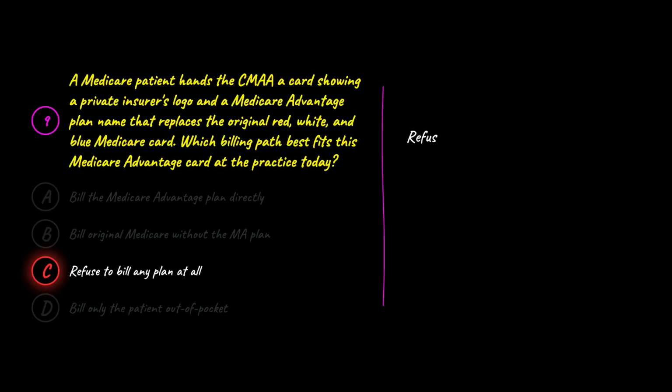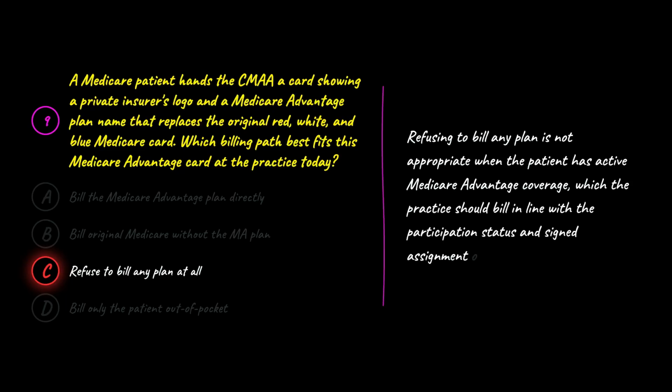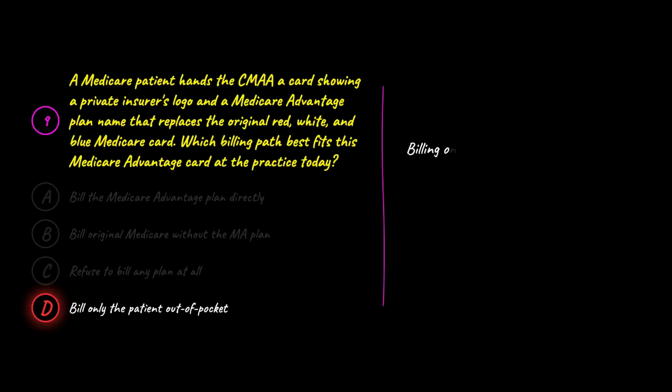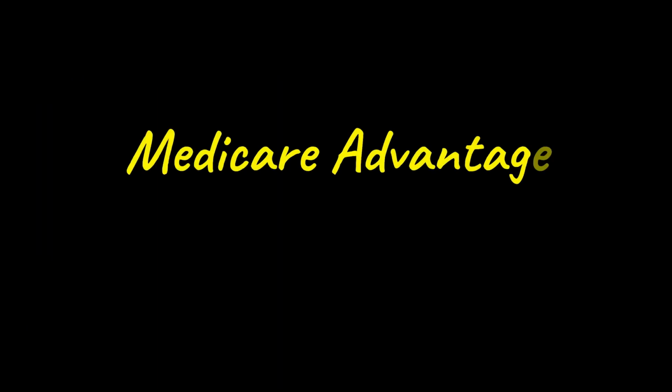C is wrong because refusing to bill any plan is not appropriate when the patient has active Medicare Advantage coverage, which the practice should bill in line with the participation status and signed assignment of benefits. D is wrong because billing only the patient out of pocket bypasses the active Medicare Advantage coverage that the patient has elected, which conflicts with the standard billing approach for patients with this kind of plan.